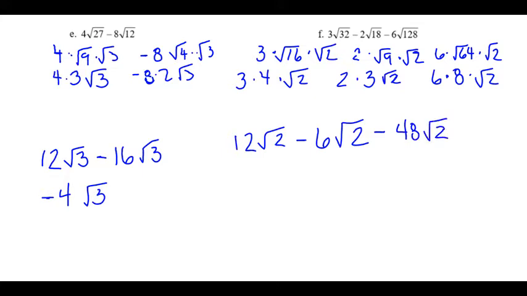And then I will combine my like terms. So we have 12 minus 6 minus 48, and that's going to give us negative 42, and we'll keep our square root 2.